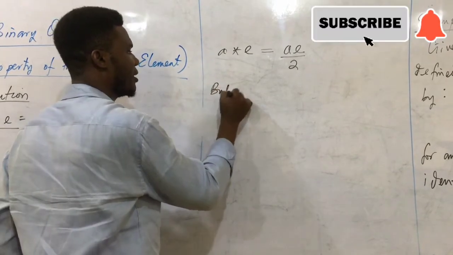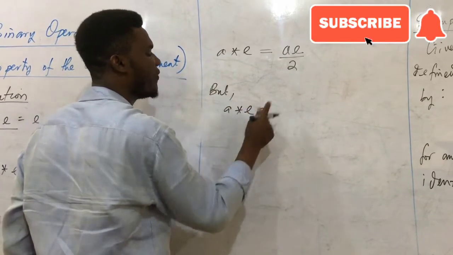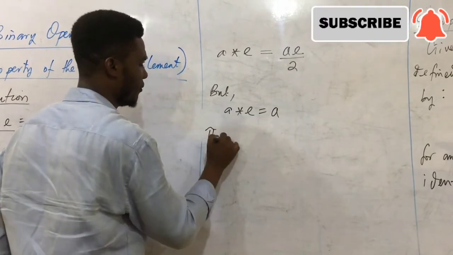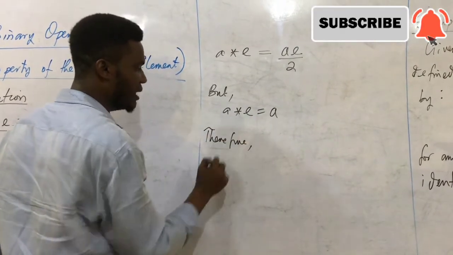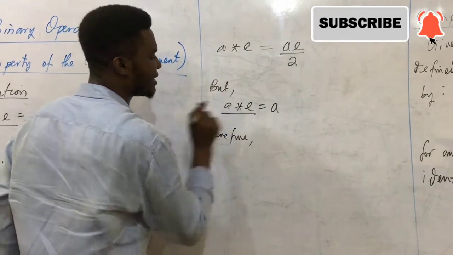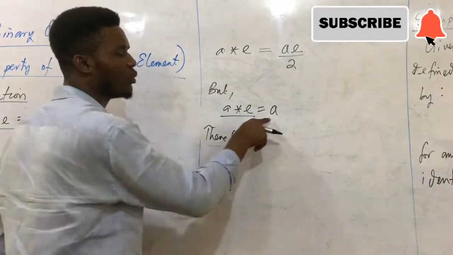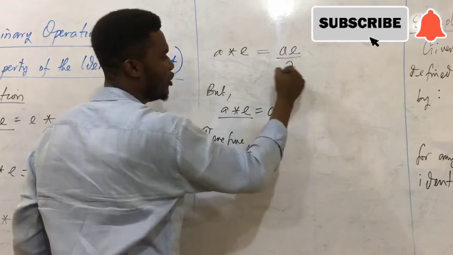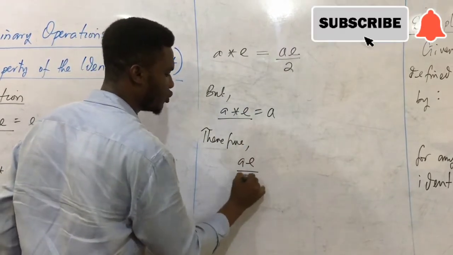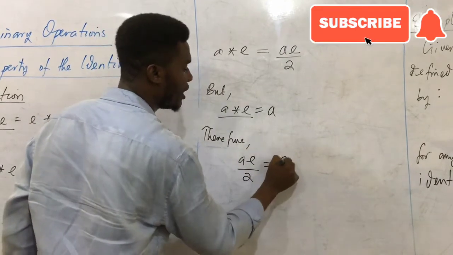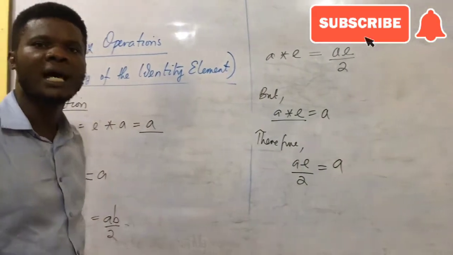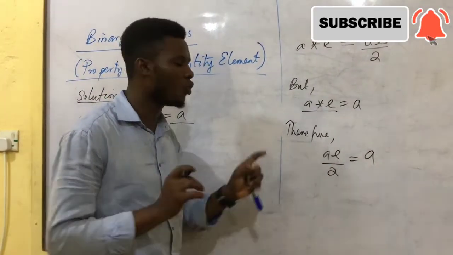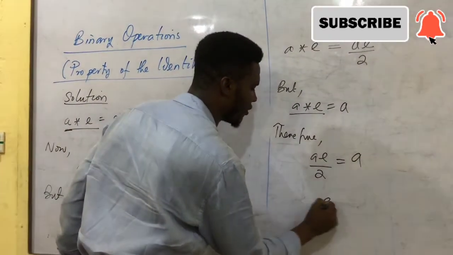But A * E, if E is the identity element, must produce A. Therefore, whatsoever A * E is must be equal to A. And that implies, since we've obtained A * E to be AE over 2, then AE over 2 must be equal to A. Now, what is our interest? Our interest is in obtaining E. So what are we going to do? We are going to make E the subject of formula.